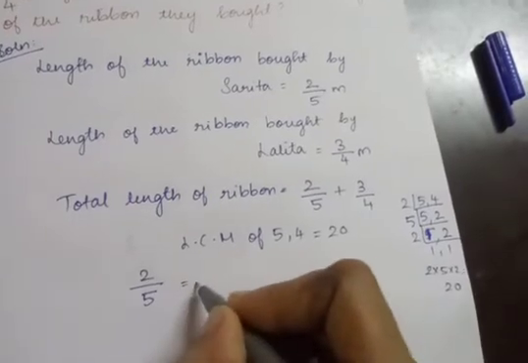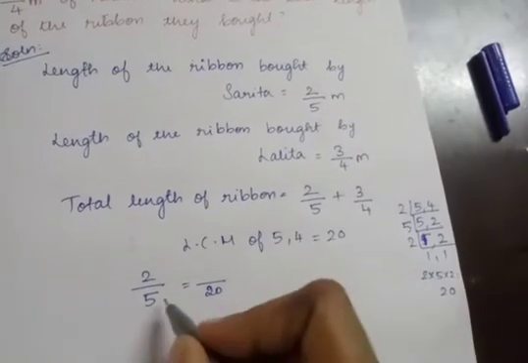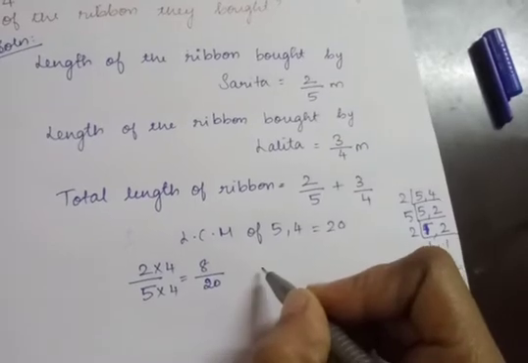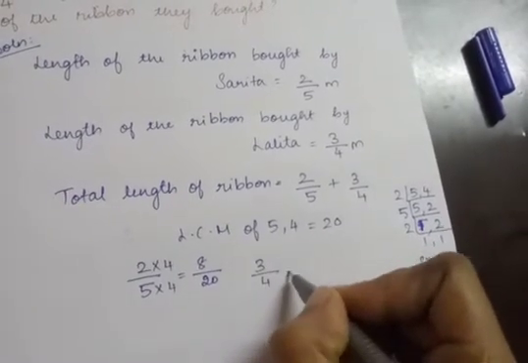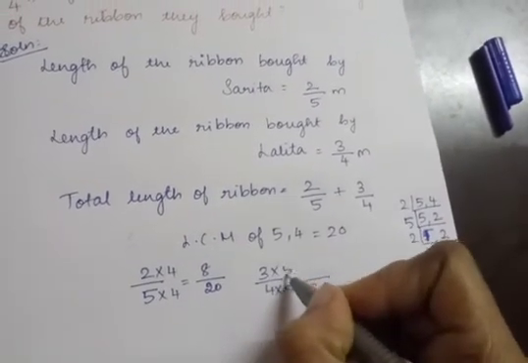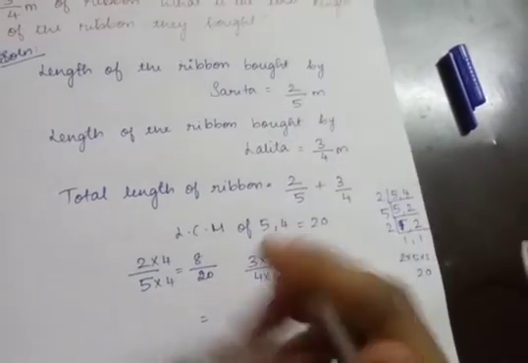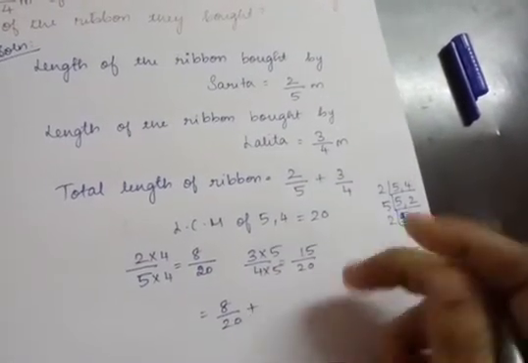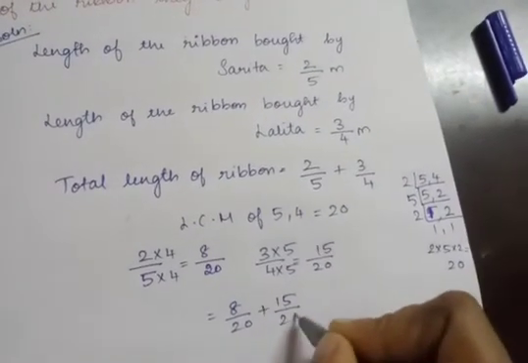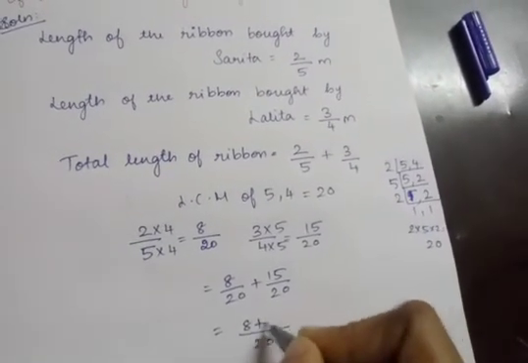So what we should do now? I want to convert this 2 by 5 as denominator 20. 5 4s are 20, so 2 4s are 8. Then 3 by 4, I have to convert it into denominator 20. 4 5s are 20, so 3 5s are 15. Now instead of 2 by 5, I am going to write 8 by 20 plus, instead of 3 by 4, I am going to write 15 by 20. So both have same denominator, so 20 common, 8 plus 15.